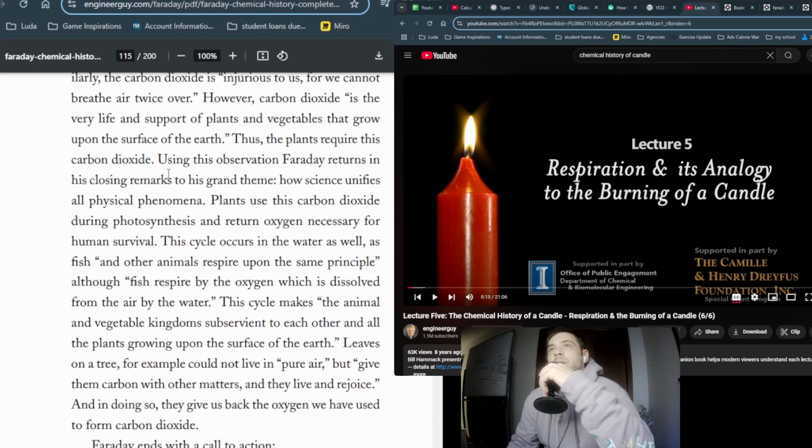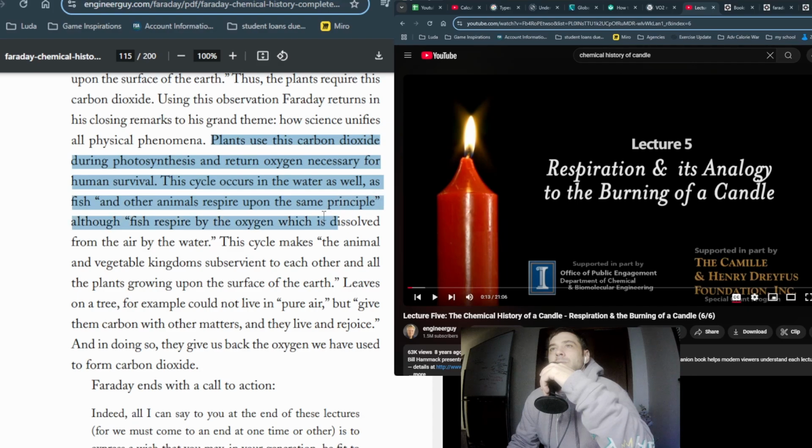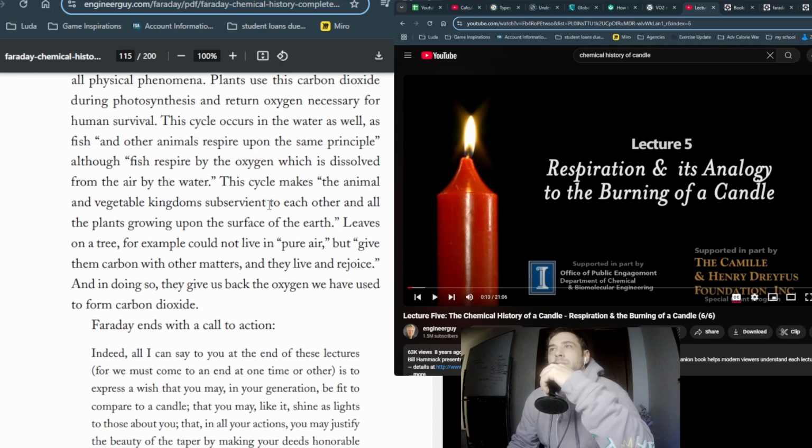It goes to the plants. The plants require carbon dioxide. How science unifies all physical phenomenon. Plants use carbon dioxide and return oxygen. The cycle continues in the water, and other animals respire with the same principle. Fish respire oxygen installed by air and water. This cycle makes the animal and vegetable kingdoms subservient to Earth, to each other, and all other plants growing upon the surface of Earth.